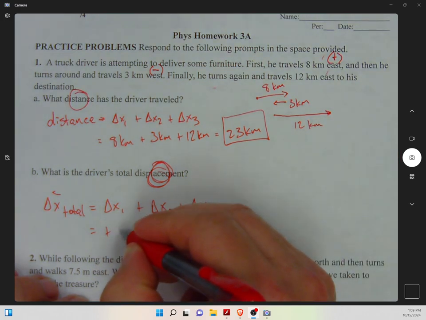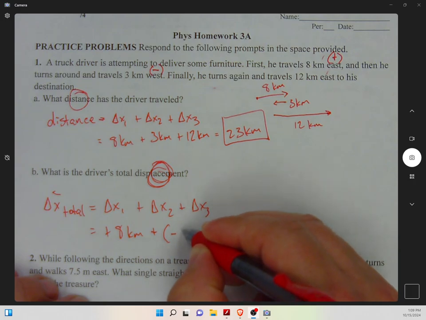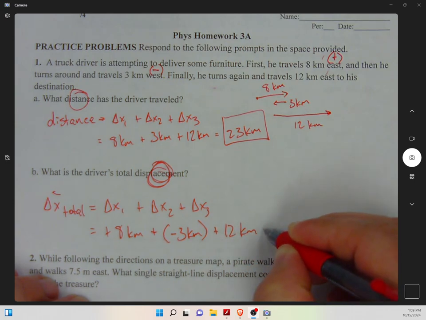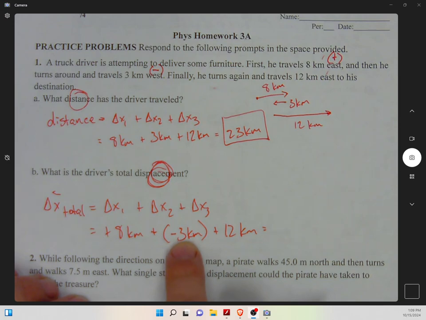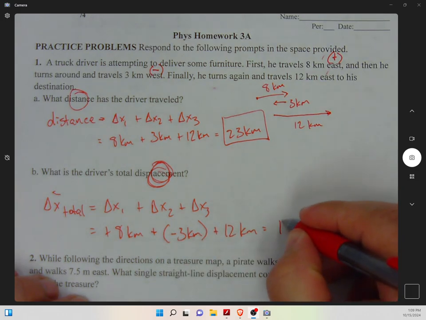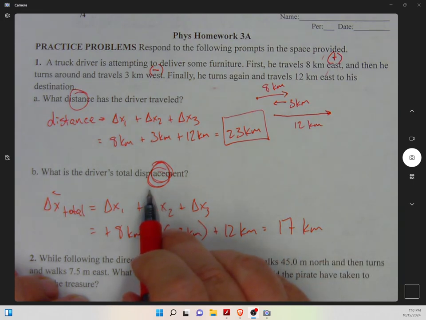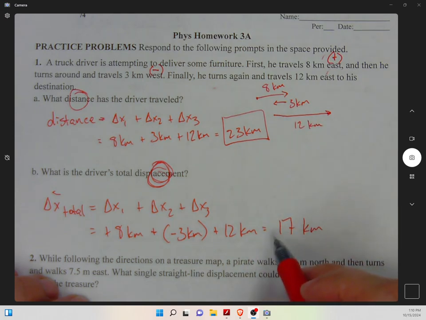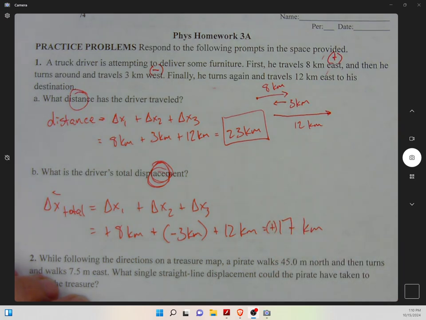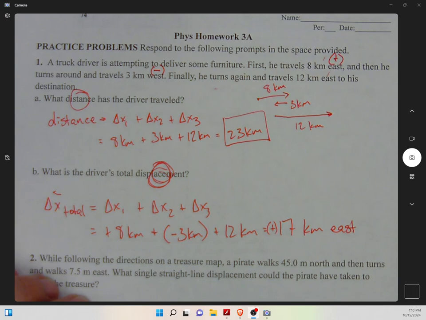So I'll have a positive 8 plus a negative 3 plus 12 more. Now, because of this negative sign right here, my displacement does not end up being the same as my distance traveled. It's actually only 17 kilometers. But again, both magnitude and direction. So overall, we are traveling in the positive direction, right? We can throw in a positive sign if we want. We don't have to. If we don't, we'd have to include east like that.